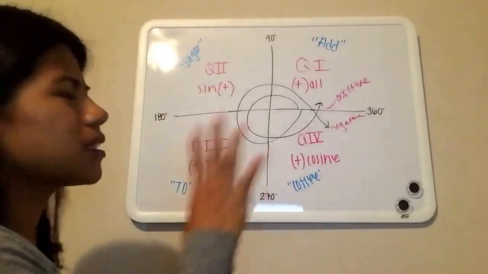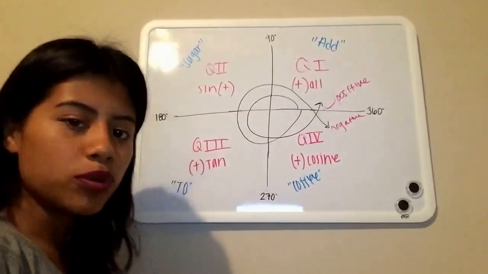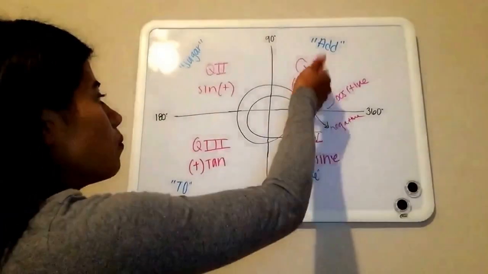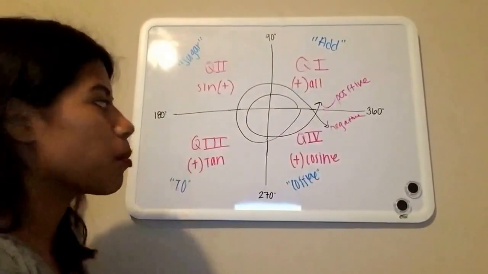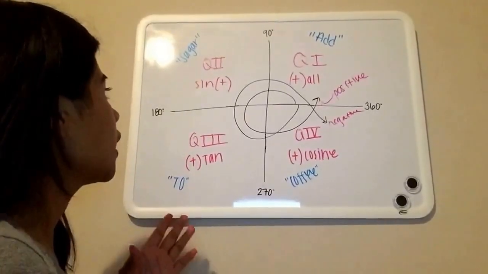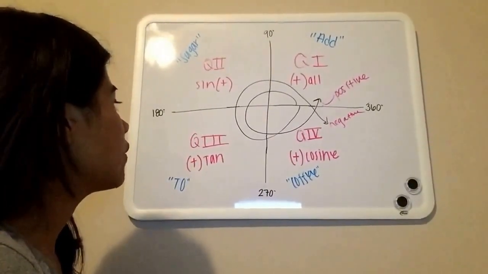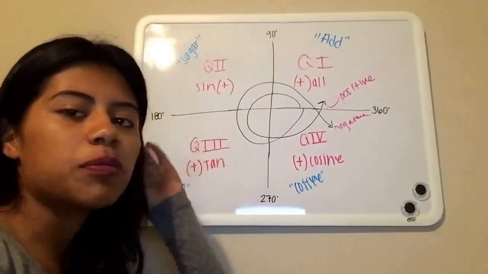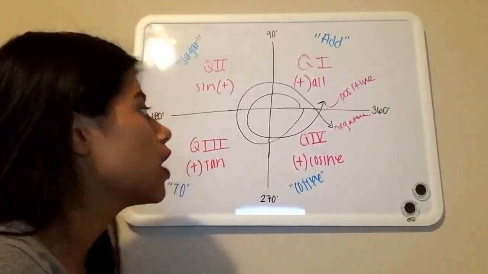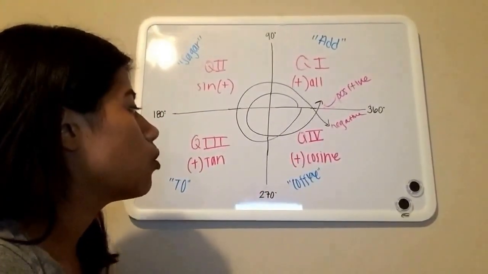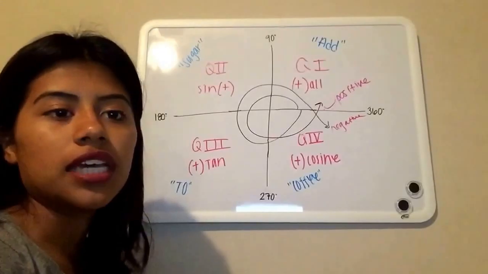So basically, the simple parts of the quadrants. Just remember, for quadrant 1, all of them are positive. For quadrant 2, it would be sine, and everything else will be negative. Quadrant 3, tan would be positive and everything else will be negative. And for quadrant 4, cosine would be positive and the rest, like sine and tan, would all be negative.